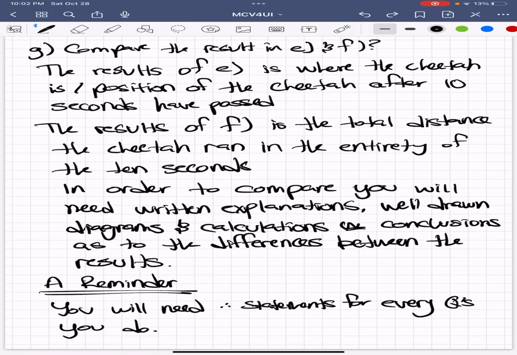So we're going to be doing multiple diagrams. In order to compare the results, you will need written explanations, well-drawn diagrams, and calculations with conclusions as to the differences between the results. And a reminder, you will need therefore statements for every question that we have.